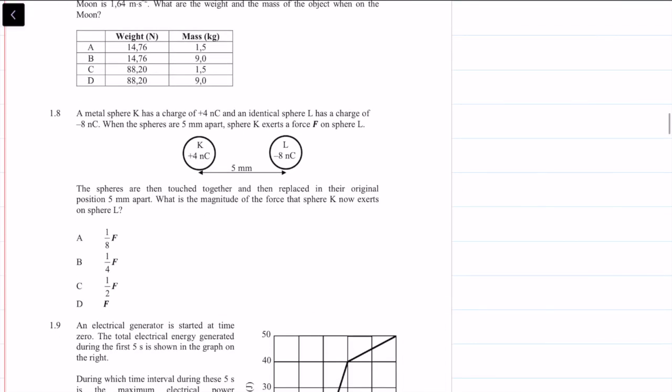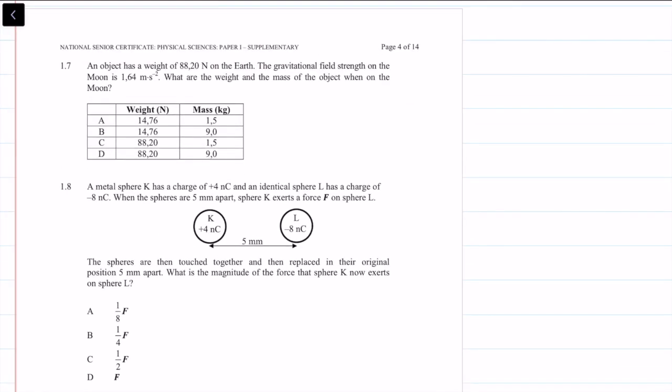Okay, so the next question says, an object has a weight of 88.2 newtons on Earth. The gravitational field strength on the moon is 1.64 meters per second squared. What are the weight and mass of the object on the moon? The mass on the moon and the Earth are both the same, so let's start off with that.